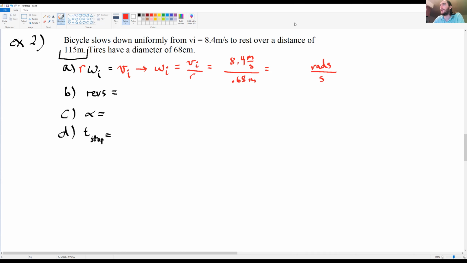And so the units here will be radians per second. Oh, and actually, I just realized, thank you for pointing that out to me. This is not the radius here. This is actually the diameter here. So let's go ahead and fix that up real quick. There we go.